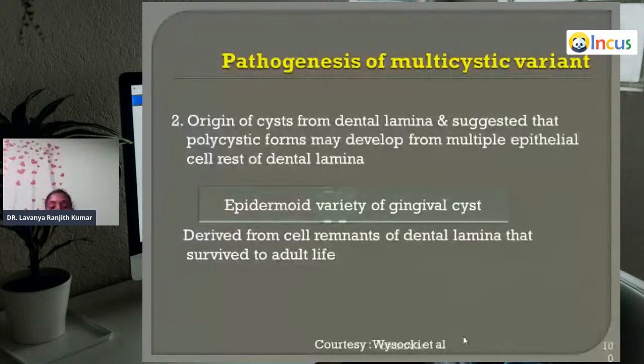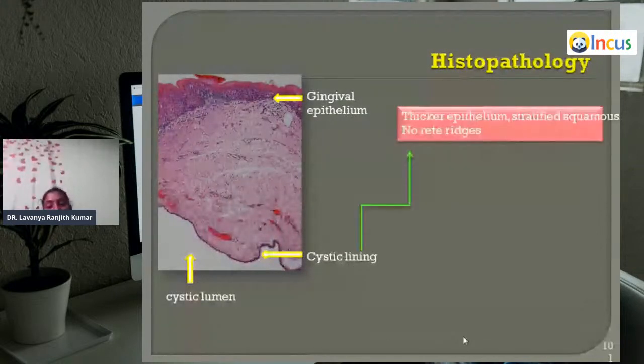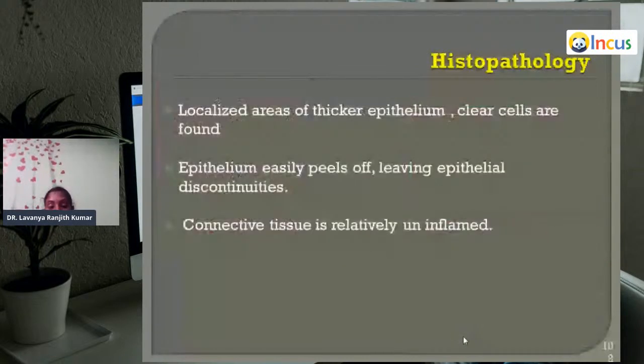The epidermoid variety of gingival cyst is derived from cell remnants of dental lamina that survived into adult life. Coming back to the histopathological features: the cystic lining, cystic lumen, and gingival epithelium. The cystic lining is thin, with stratified squamous epithelium. There are no rete ridges. In localized areas of nodular thickened epithelium, clear cells are found. Epithelial cells easily peel off, leaving epithelial discontinuities, and the connective tissue is relatively uninflamed.